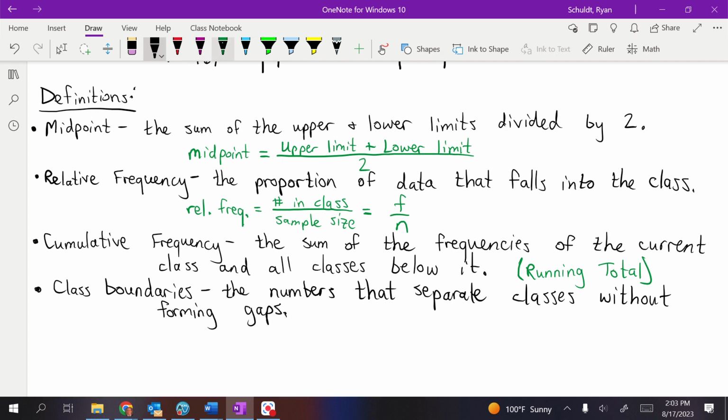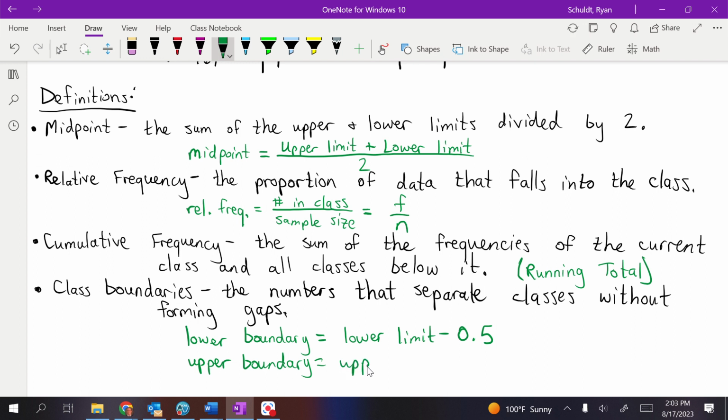So again, if you're a formula person, the lower boundary is the lower limit minus 0.5. And the upper boundary is the upper limit plus 0.5.